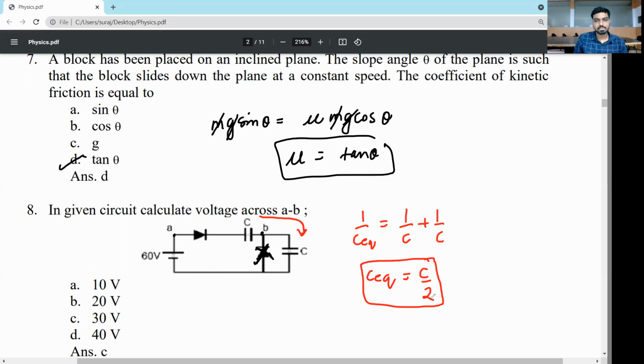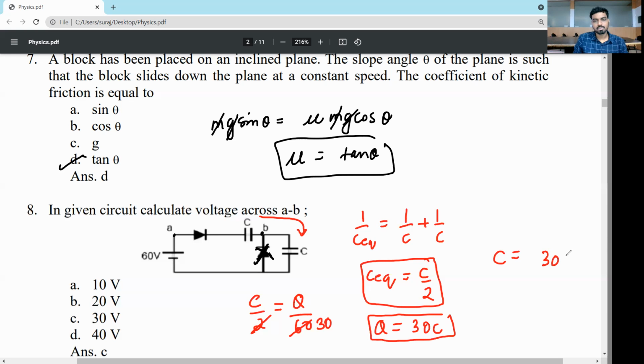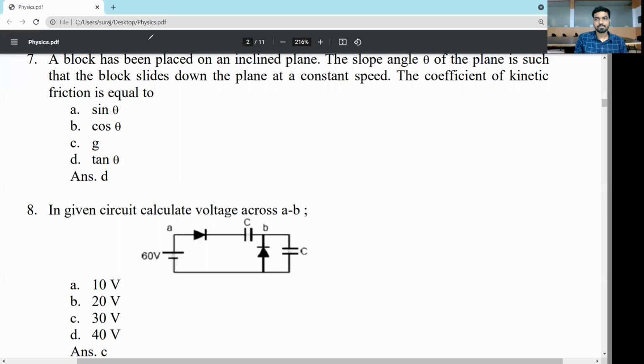Now what will be the charge? C is equal to Q by V. Q is equal to 30 C. Charge I got is 30 C. I want potential across C. So C is equal to Q by V. V is equal to 30 volts. Okay, option C is correct. V is equal to 30 volts. Next, coming to question number 9.